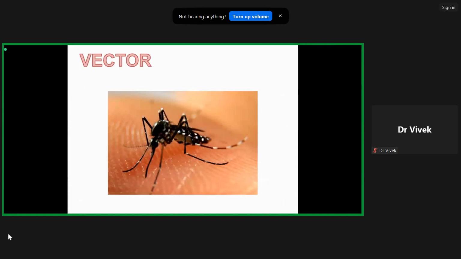The vector responsible for dengue virus transmission is a female mosquito, that is Aedes aegypti, and also it is transmitted by Aedes albopictus. They are also known as tiger mosquito because of presence of black and white stripes over its body and legs, and it is a daytime feeder.